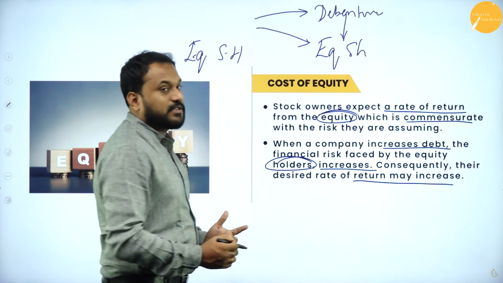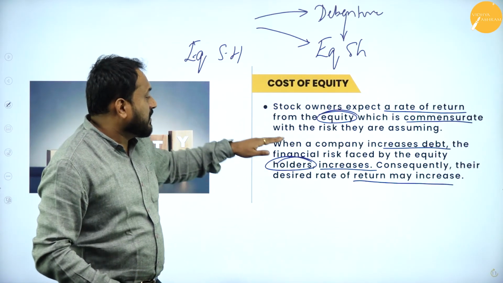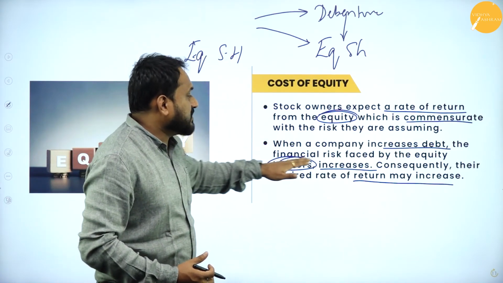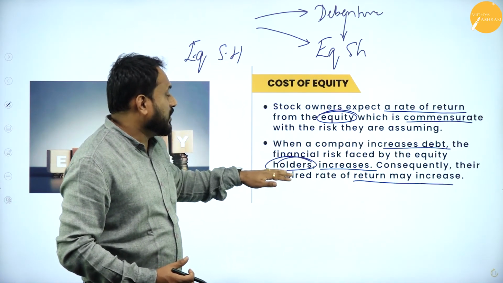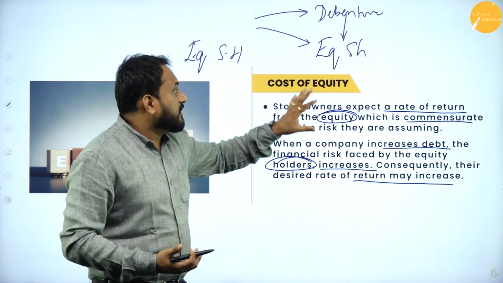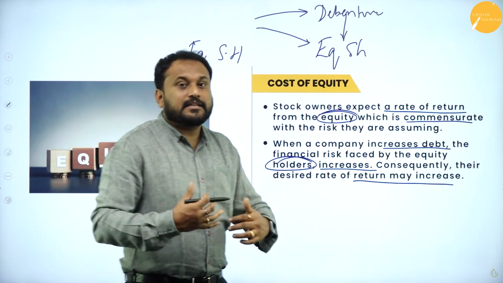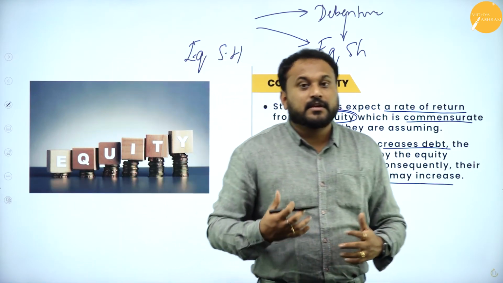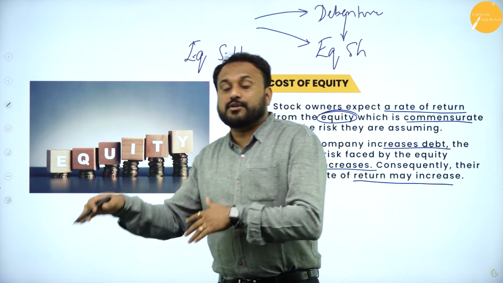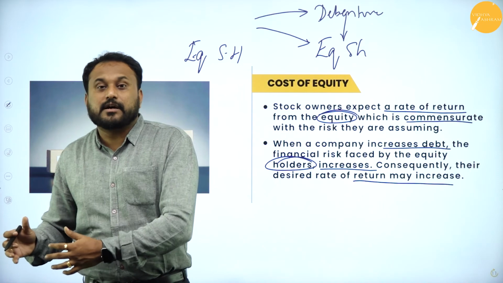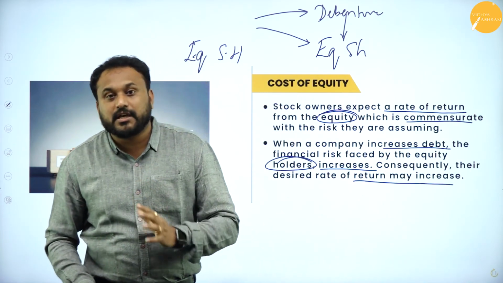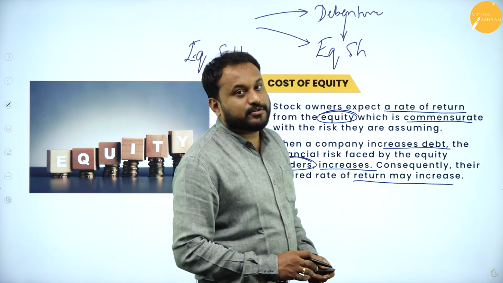Now what usually happens? When a company increases debts, that is, borrowings are more, and the financial risk faced by the equity holders increases, usually what happens is, if the company borrows more money, firstly the company needs to pay the debenture holders, and later it goes to the equity shareholders. We call this the cost of equity. So these are the things which you are supposed to know.